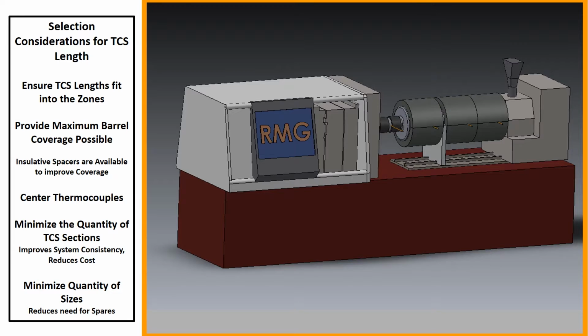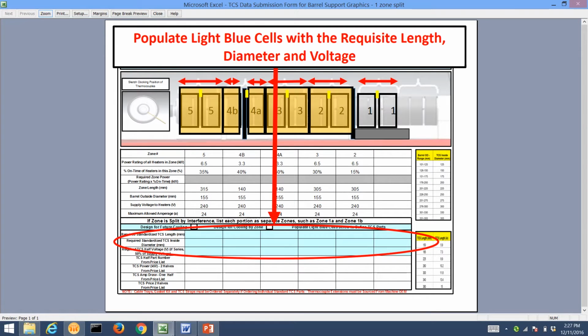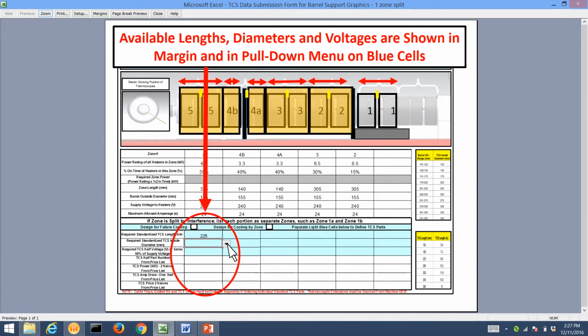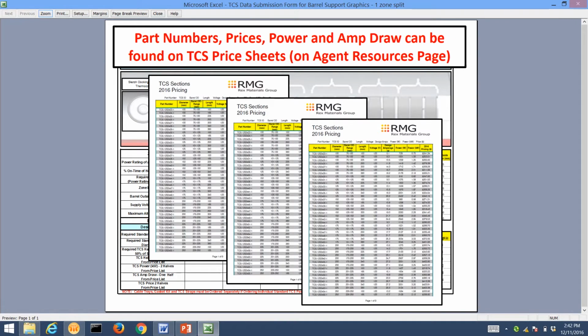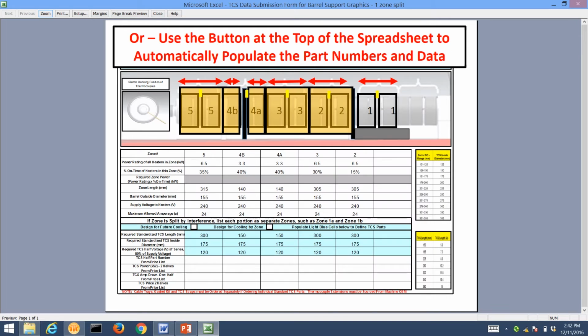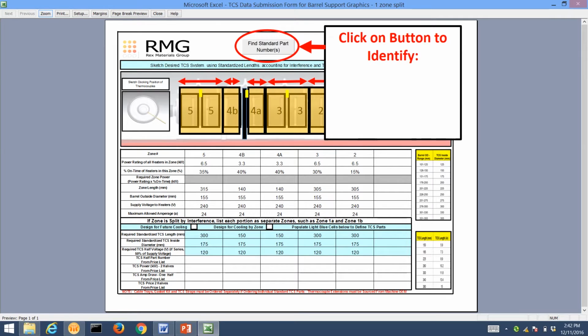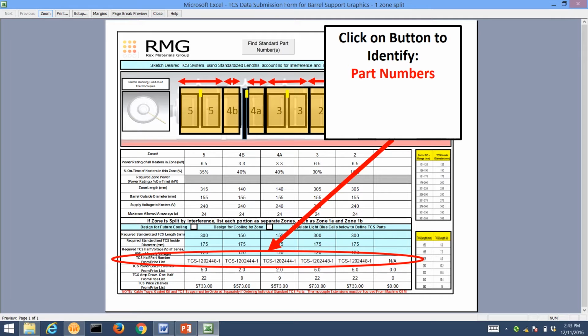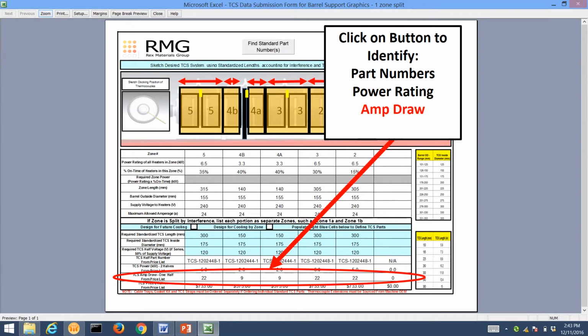Next, populate the light blue cells with the requisite data: length, diameter, and voltage. Again, they're shown in the margin, but they are also available as pull-down menus in the blue cells. Using the lengths, diameter, and voltage, the part numbers, prices, power, and amp draw can be found on the TCS price sheet. That's on the agent resource pages. However, the spreadsheet is also set up with a button to automatically pull that data into the table. Clicking on this button will automatically pull up the part numbers, the power rating, the amp draw, and the price.